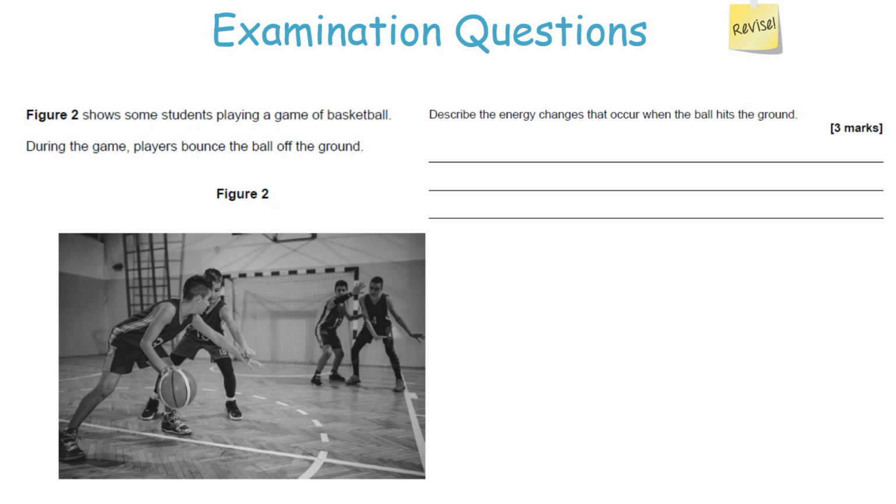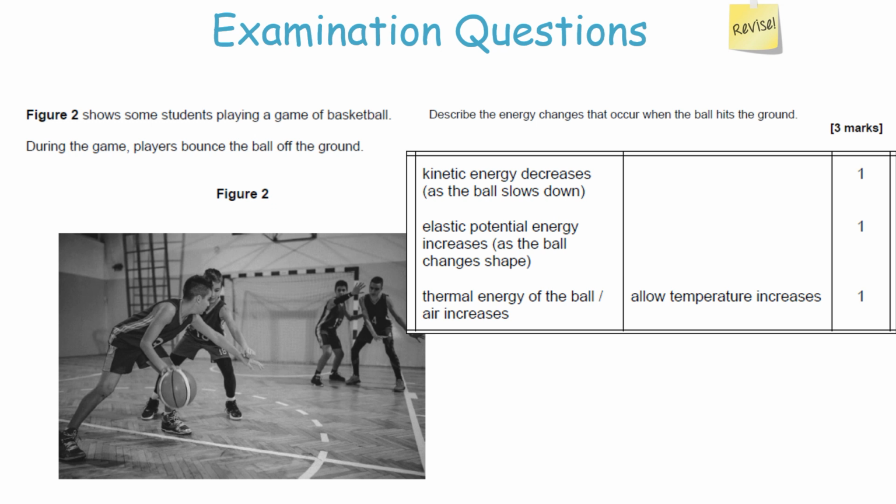So like we said before, we talk about our starting energy store, and it's starting with the ball moving downwards, and that decreases, so kinetic energy store decreases. Then talk about what stores increasing, and that's the fact that when the ball hits the ground it changes shape, which is the elastic potential energy store, and that some energy is always dissipated to the surroundings.